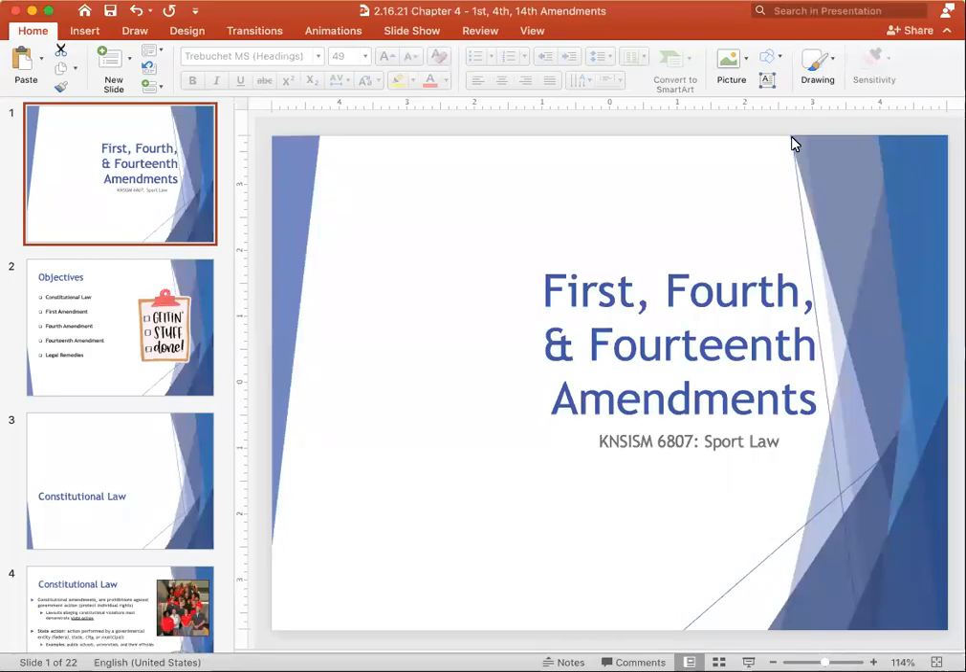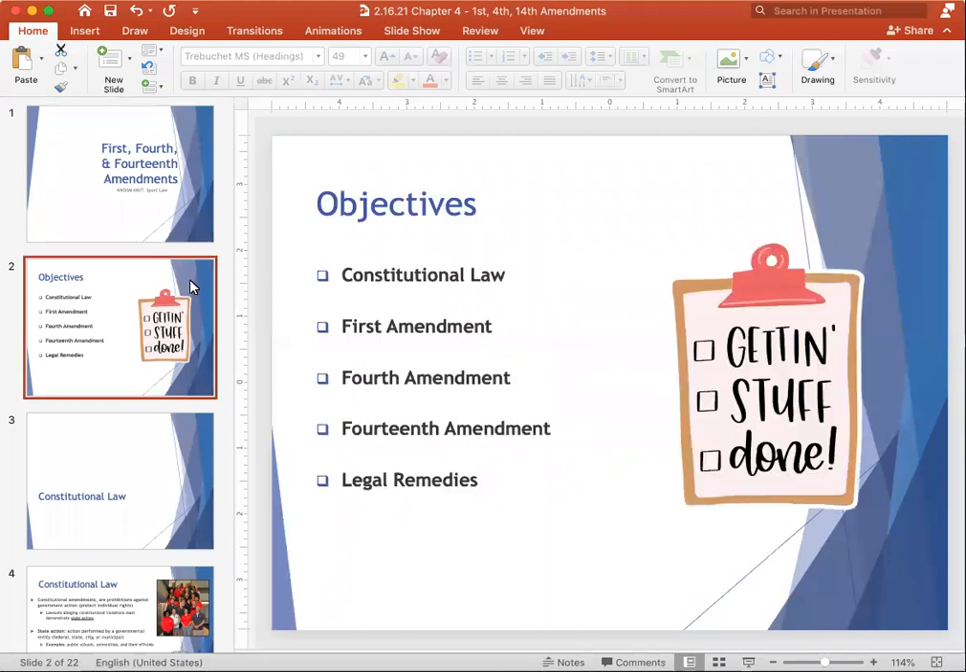This lesson will focus on the First, Fourth, and 14th Amendments. In this lesson, we will briefly review constitutional law and then spend most of our time discussing the First, Fourth, and 14th Amendments, and close by talking about legal remedies available to plaintiffs if the defendant is found guilty of violating one of your constitutional rights.